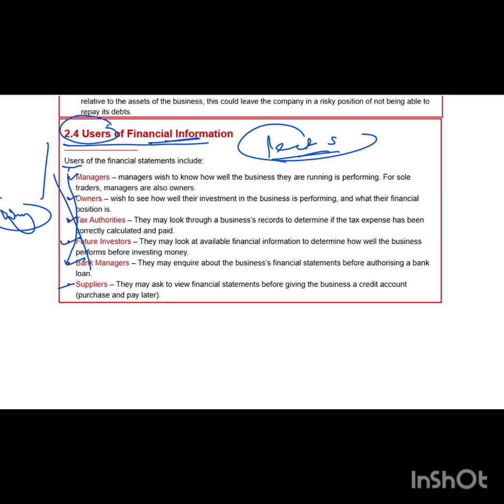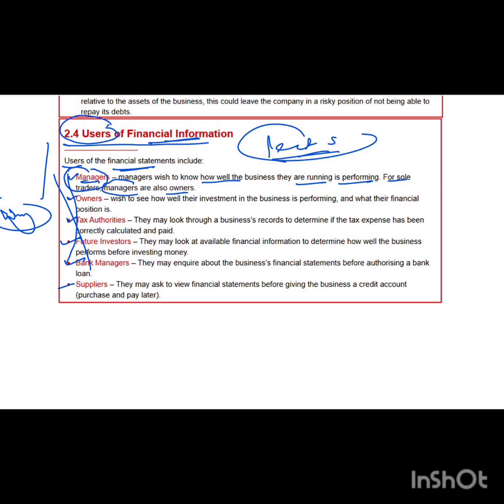The first one, let's talk about the manager. The purpose is to check how well the business is doing. So the manager wishes to know how well the business they are running is performing. For a sole trader, managers are also owners, right? So what does it mean? It means that when you are working as a sole trader, then the manager is actually the owner of that business. So they want to check how well the business is doing. For example, a shop manager looks at profit to see if sales are improving or not. So this is all about the user manager.